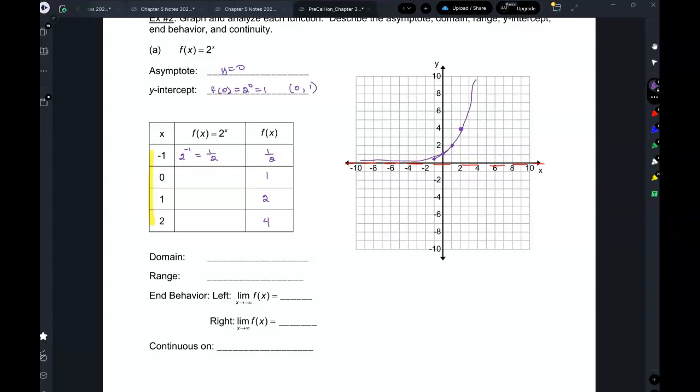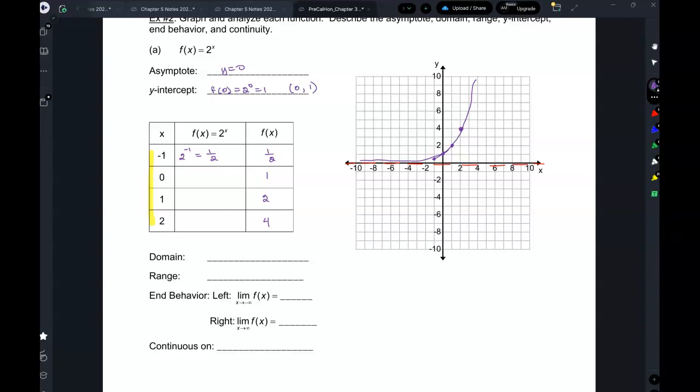Now, you can do this mentally, because this is 2 to the power of. So what are the powers of 2? 2, 4, 8. And then the other way around, it's 2, 1, 1/2, 1/4, 1/8, 1/16. So you should be able to just rattle them off like that.